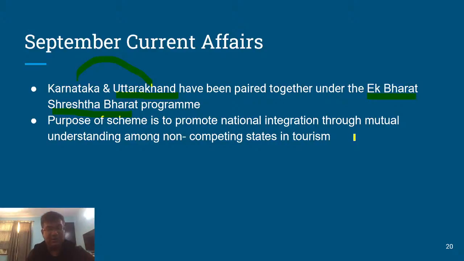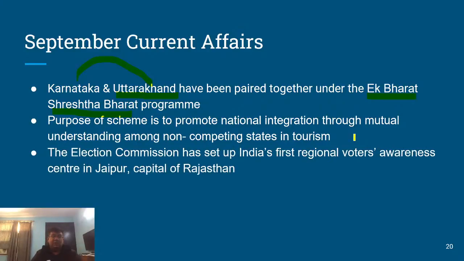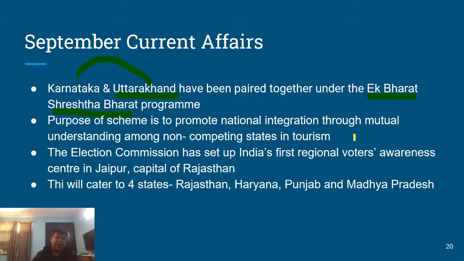We can do such a vast variety of topics, which are often unrelated. So the Election Commission, meanwhile, has set up India's first regional voters' awareness center. This is in Jaipur, the capital of Rajasthan. Until now we had state-wise centers, so different states would have something, but this one is the first in the region. It's in Jaipur, handles Rajasthan, but it also handles three more states, which are Haryana, Punjab, and Madhya Pradesh.